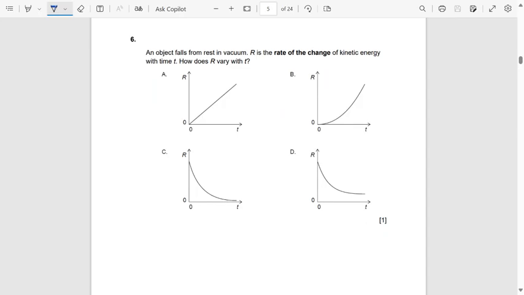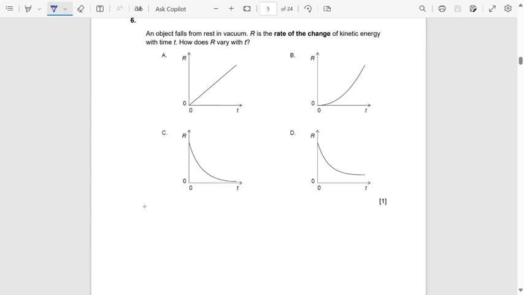Number 6, this one's a little bit harder actually because they're talking about rate of change of kinetic energy. So R isn't actually kinetic energy and time, it's rate of change of kinetic energy and time. So here we go. Let's have a look at kinetic energy first. Let's figure out what R is all about. So kinetic energy of a body is equal to half mv squared. We should be very comfortable with that.